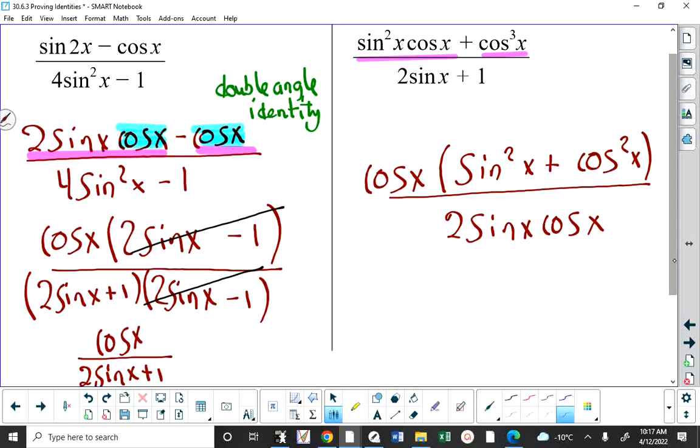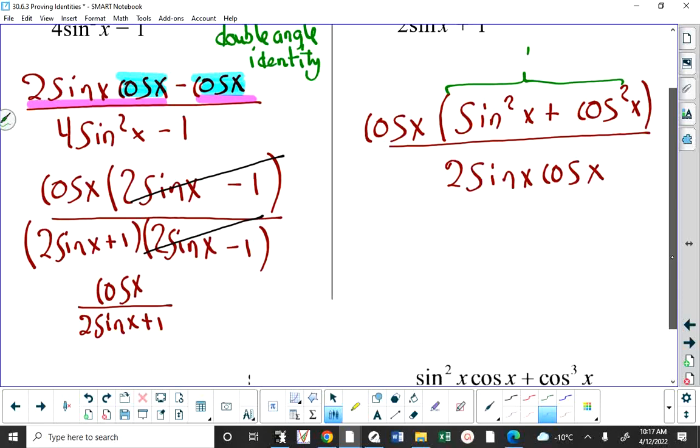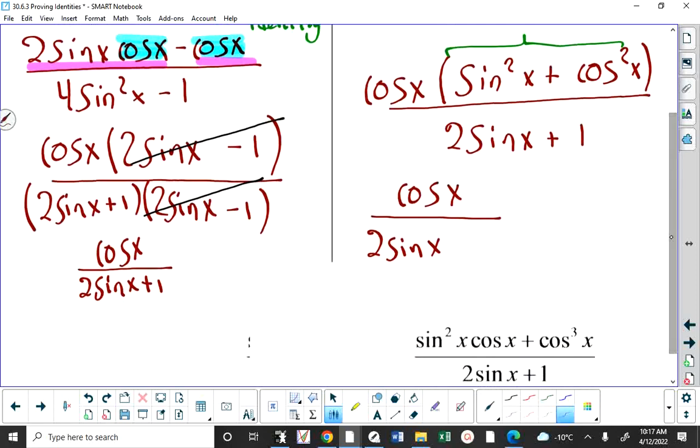Hopefully everybody is recognizing that this is 1 because of the Pythagorean theorem, so we can write cosine of x over 2 sine x. I don't know why I wrote 2 sine x cos x. It's 2 sine x plus 1. I apologize. Over 2 sine x and then plus 1, and you can see that the left side is equal to the right side.